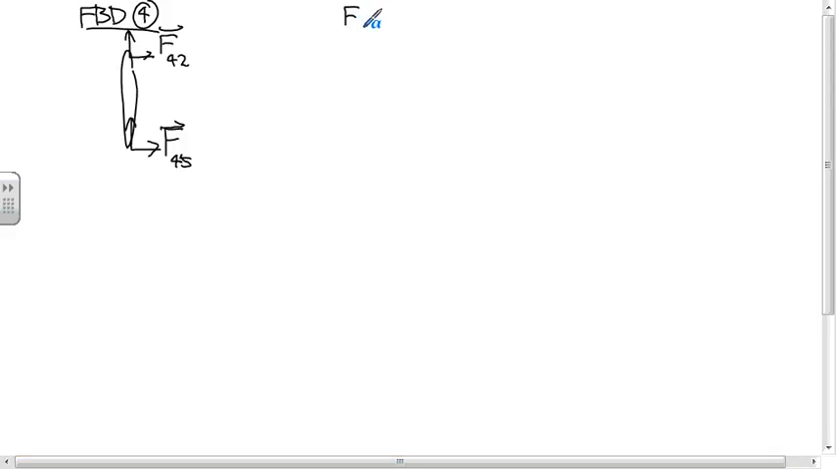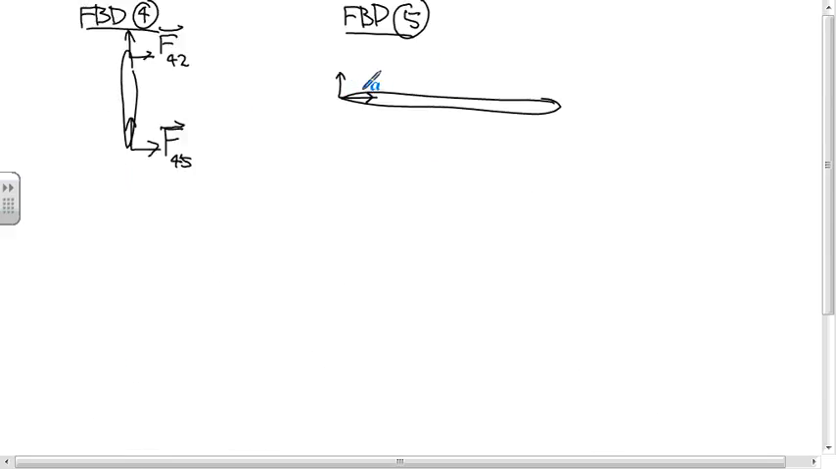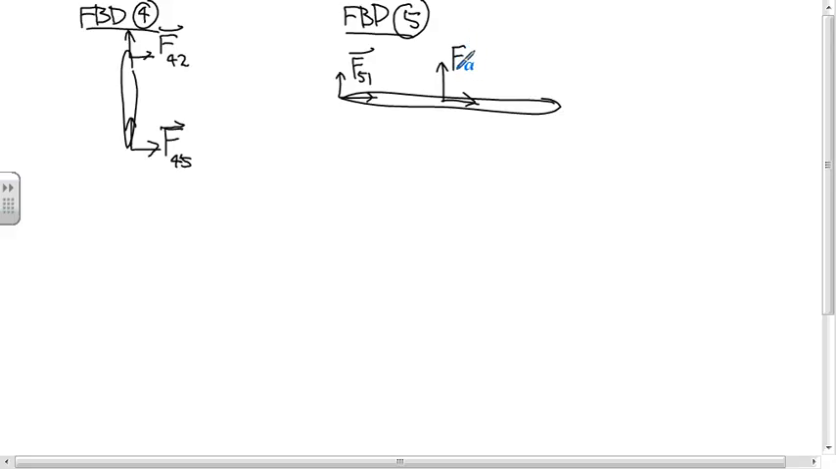And then free body diagram of five. This has three joints. Is the pin connected to five at B? No, so what's the force at B? Yep, F51. And then at D, is the pin connected to five? No. So what's the force at D? F54. That's right. And then we have the fixed joint here. We called this RE and this MR.